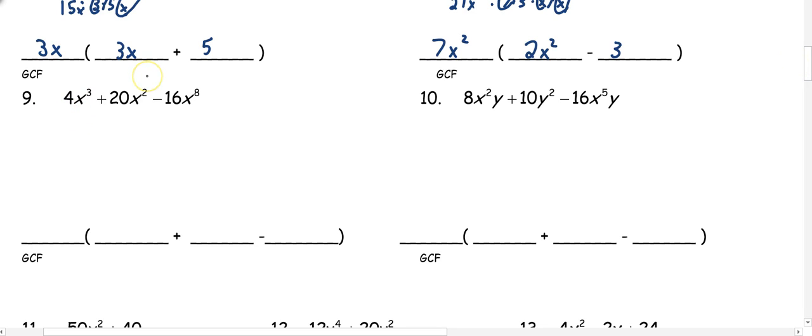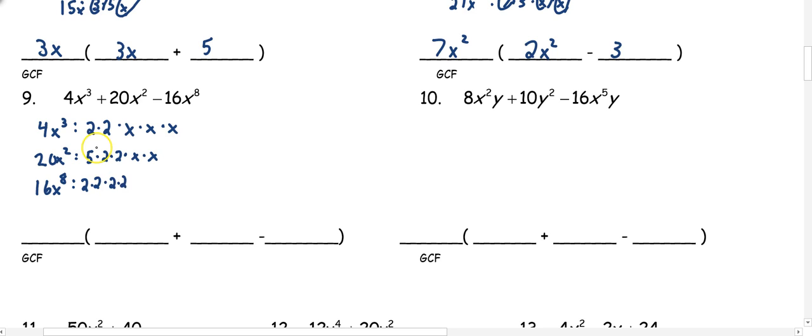Now, in number 9 and number 10, we have 3 terms, so we have to make sure that all 3 terms have the same things in common. So 4x cubed, two numbers that multiply to 4 are 2 and 2, and then we have 3 x's. 20x squared, two numbers that multiply to 20 are 2 and 10, or 5 and 4, but we're going to break 4 into 2 and 2, and then we have x squared, so 2 x's. The last term we have is 16x to the 8th. So two numbers that multiply to 16 are 4 and 4, but we're going to break those both down into 2's. So we have 2 times 2 for the first 4, 2 times 2 for the second 4, and we have 8 x's.